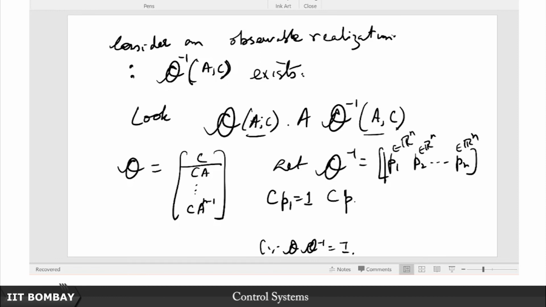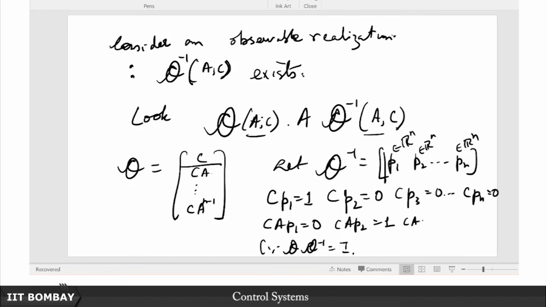So similarly C times P2 gives you the 1 2 entry of the identity matrix, which is a 0. So C times P3 is equal to 0. Likewise, C times Pn is equal to 0. Similarly, you look for the second one. So Ca times P1 is going to give you 0, but Ca times P2 must give me 1, because in the second row, the second entry must be 1 and everything else should be 0. So Ca times P3 must be equal to 0 likewise.